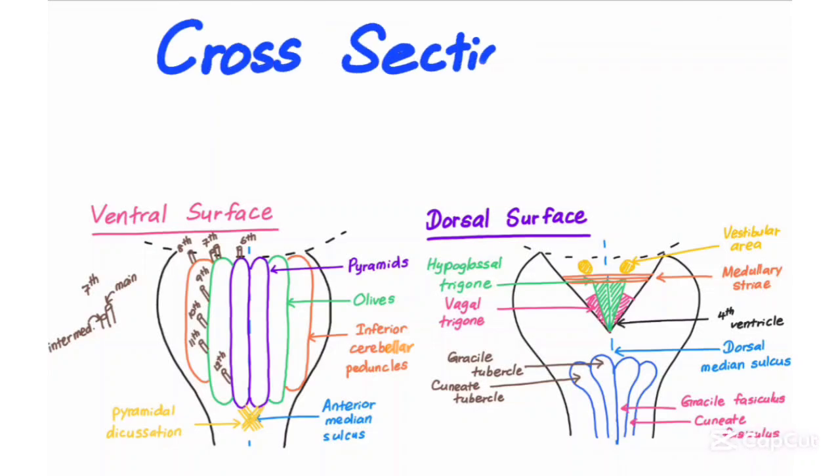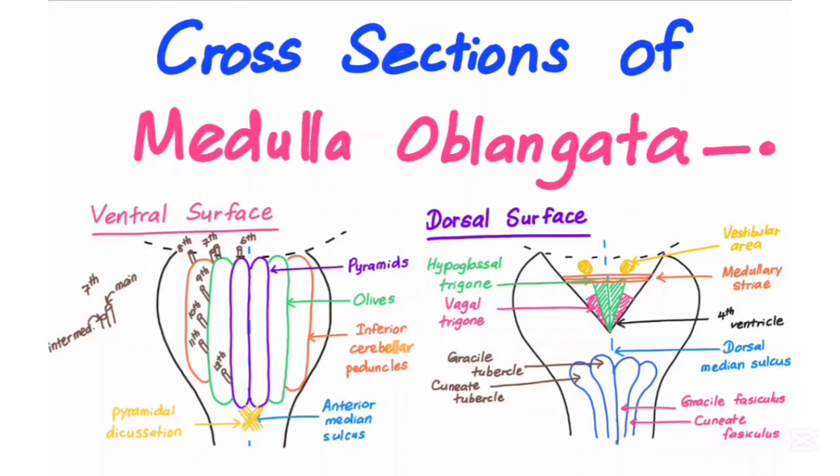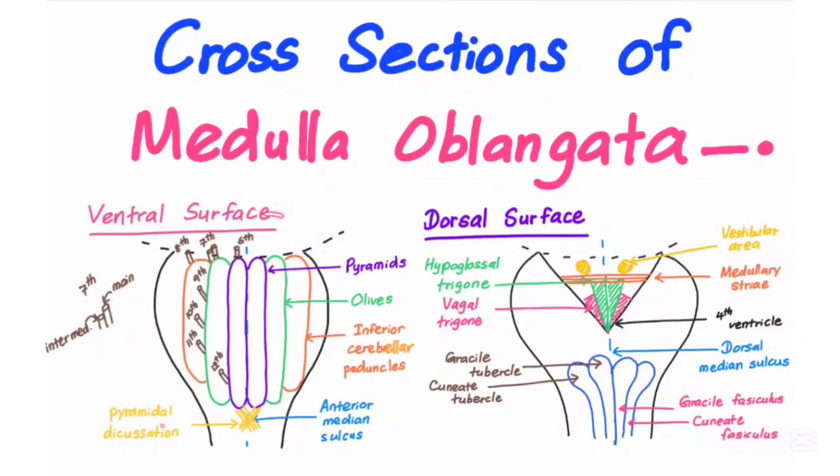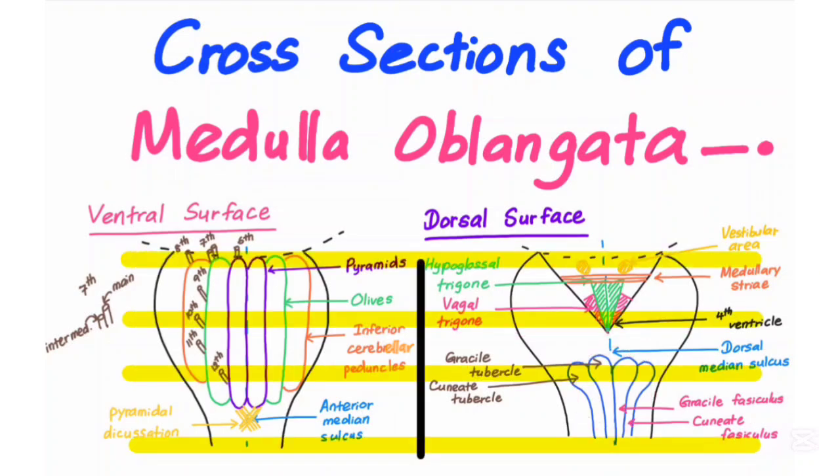Let's talk about cross-sections of medulla oblongata. To know about the ventral surface and the dorsal surface, you can watch the previous video on my YouTube channel. Here we're going to talk about 4 cross-sections, 2 in the open medulla and 2 in the closed medulla. So let's talk about them from bottom to top.